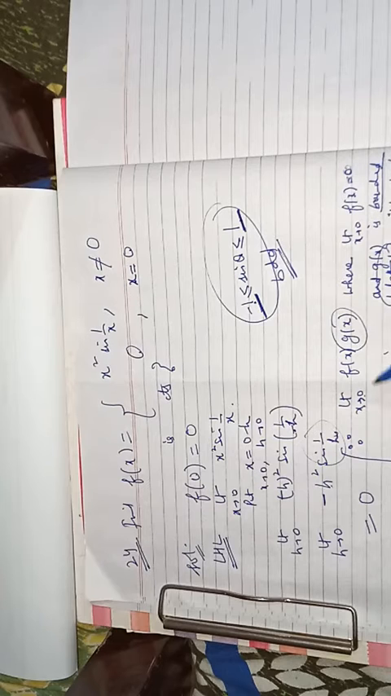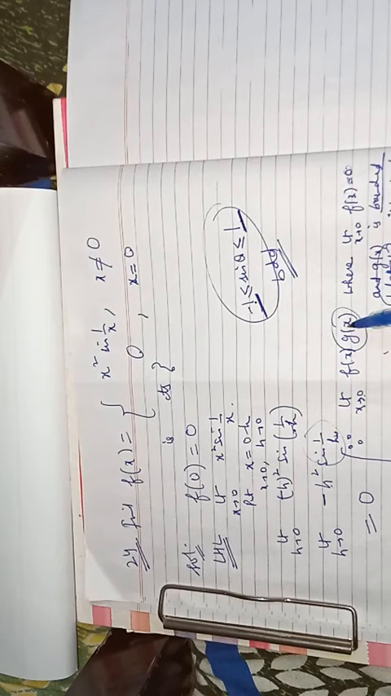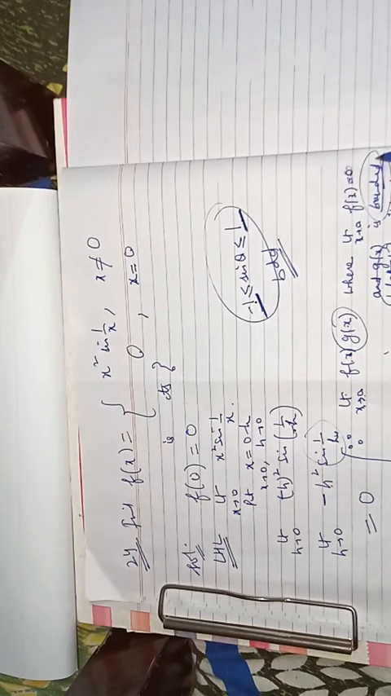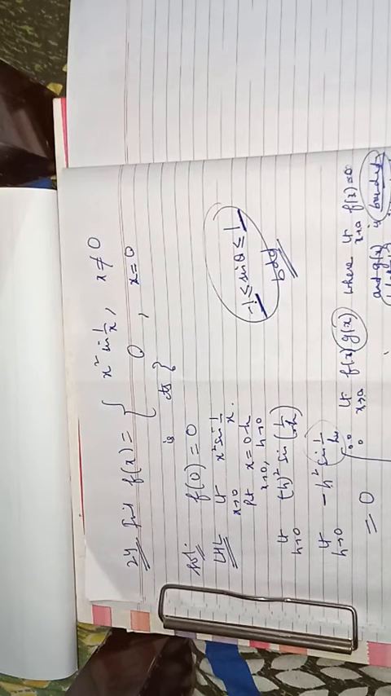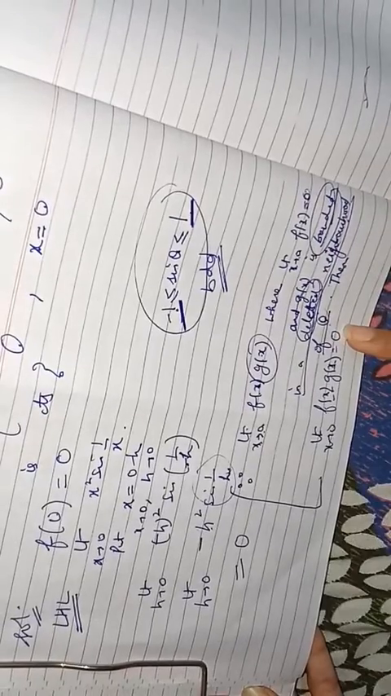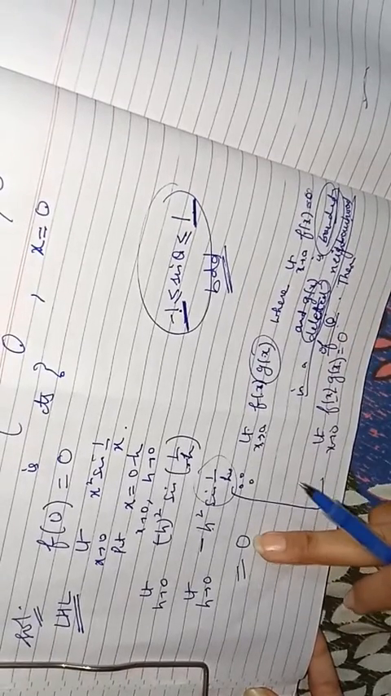Right? Now I repeat the property. When we need to find the product of two functions, when limit x tending to 0, and one of the functions takes the value 0 when x tends to 0 and the other function is bounded in a deleted neighborhood of 0, then their product when x approaches 0 is also 0. So using this property, you can say that this value is 0.